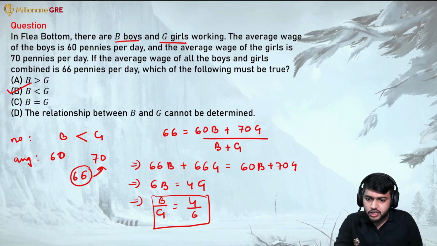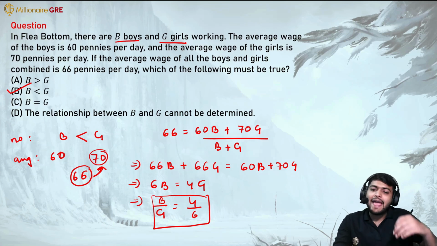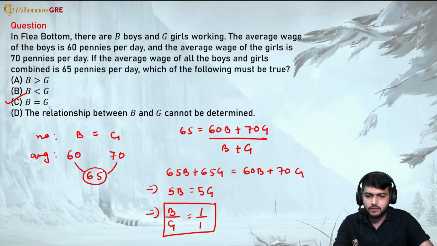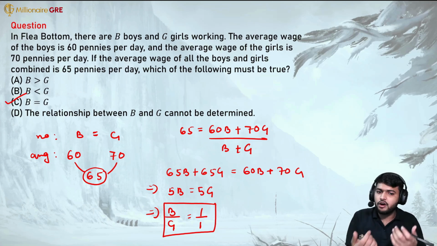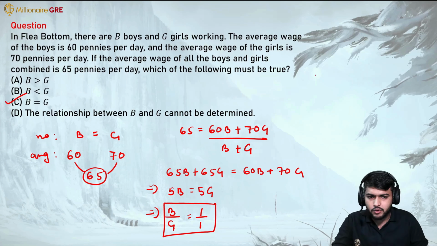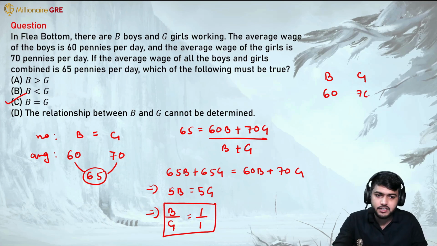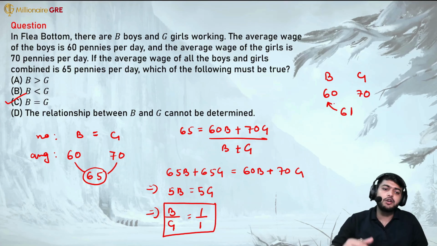66 is closer to average of girls, hence girls are more. Here 65 is equidistant from average of both groups, hence the number of terms are equal. Similarly, if the question was there are b boys, g girls, average of boys is 60, average of girls is 70, and the overall average is 61. Here 61 is closer to 60, so boys would be more.